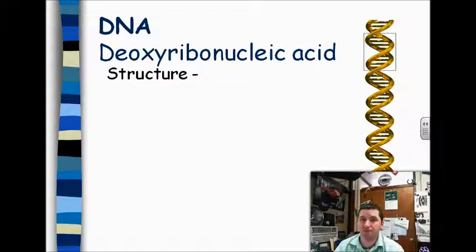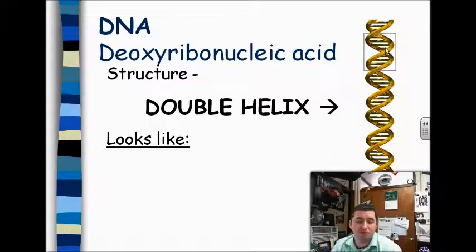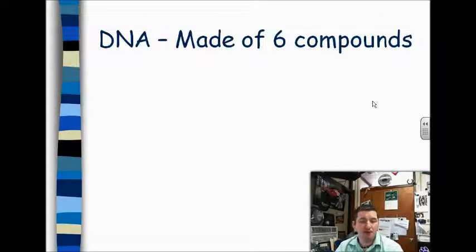First off, let's go with the structure. We refer to the general structure you'll see over here as a double helix, all right? They get that name because a helix literally means a spiral, and since you'll notice there are two of these spirals, we call it a double helix. We also commonly call it a twisted ladder or a spiral staircase. So we have 6 compounds.